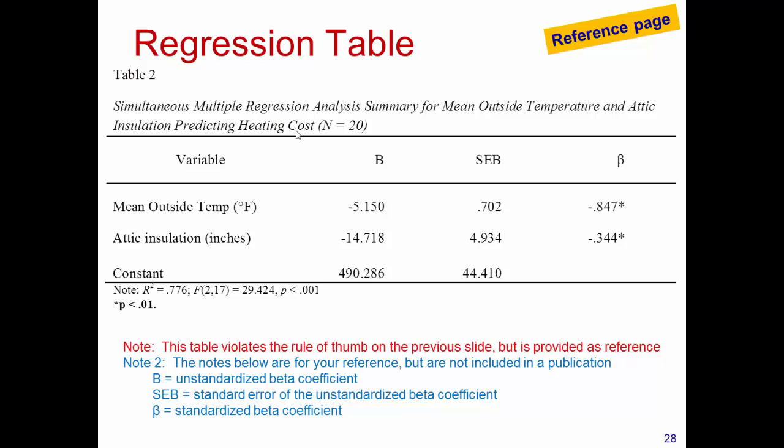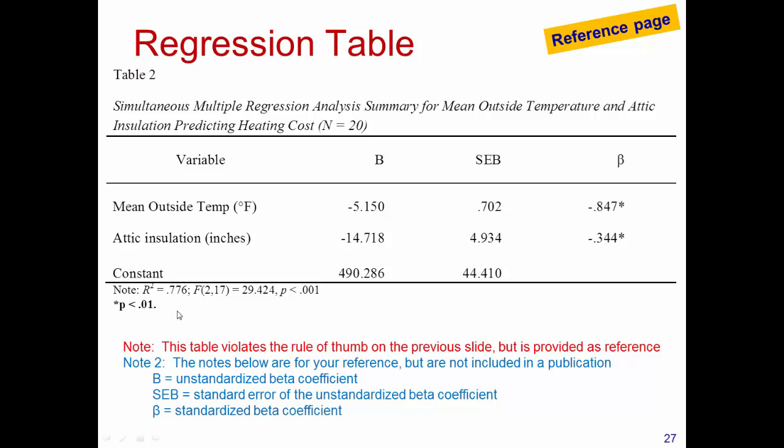At the top we have the title, we have our n equals 20, we have our listing of our variables, mean outside air temperature, attic insulation in inches, and then our y-intercept, our constant. Then we have our unstandardized beta coefficient under the B. Then we have the standard error of the unstandardized beta coefficient. And then we have our standardized beta coefficients listed here. We have an asterisk here to show that we have statistical significance at the p is less than 0.01 value.